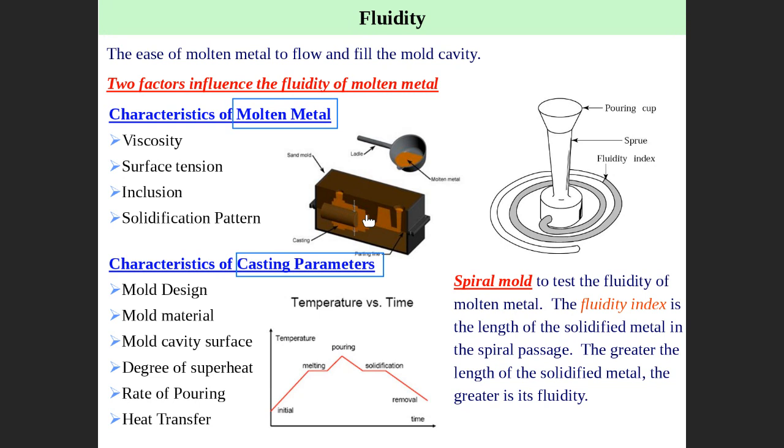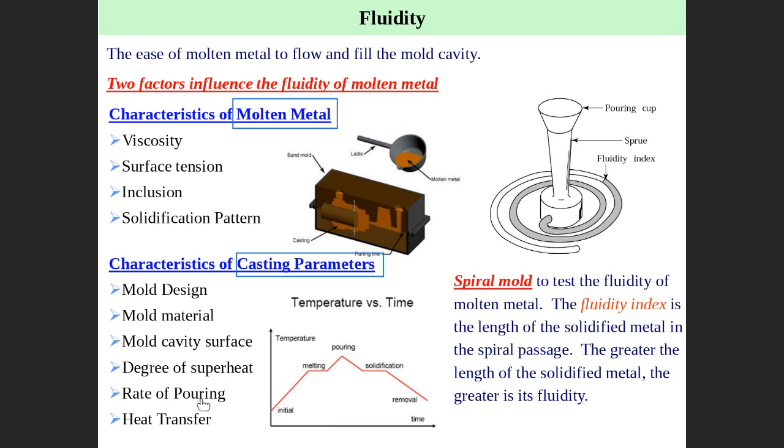Degree of superheat is very important to affect fluidity and viscosity, because if you increase the temperature up to the boiling temperature, whenever temperature increases, fluidity also increases. The material becomes less viscous, viscosity is getting less, and fluidity will be higher.